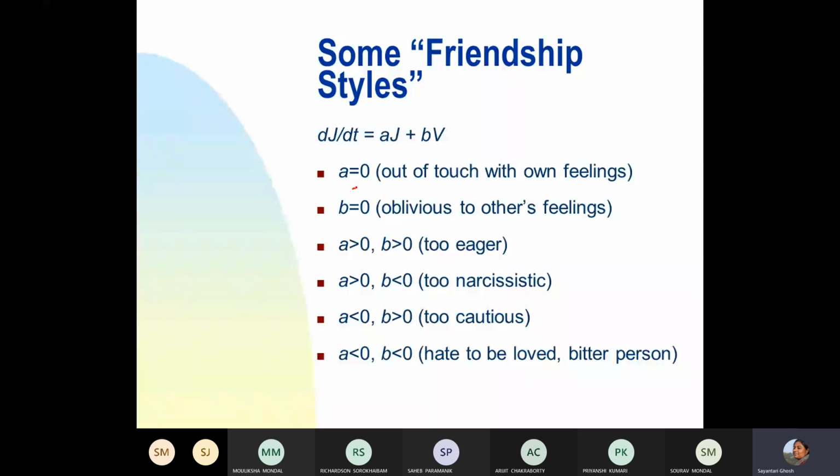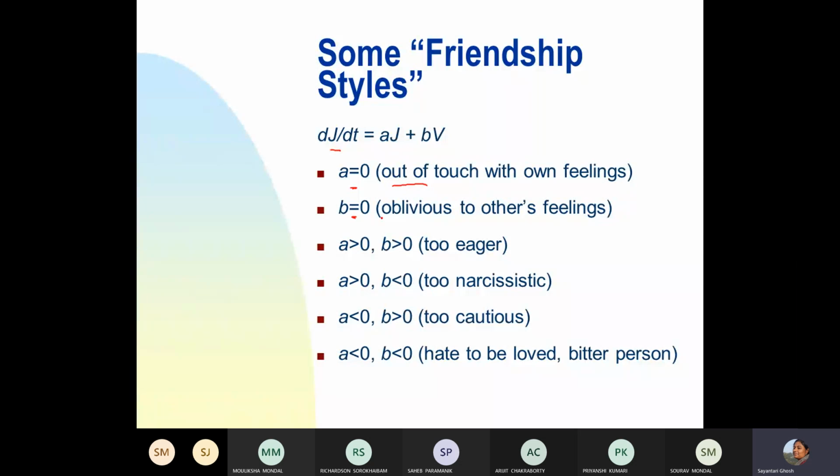Let us see. So if A is equal to 0, what is meant by that? That means that how J changes with time is not controlled by J's current value. Whatever the value of J at this point in time, that is how much J feels for Viru, does not contribute to what the value of J is going to be in the next step. That simply means that J is kind of out of touch with his own feelings, right? He does not understand that he's really caring for Viru, but he does not understand that.